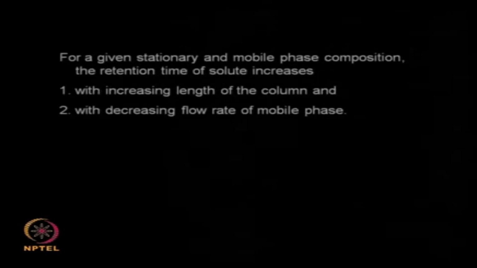For a given stationary phase and mobile phase, the retention time of the solute increases with the increasing length of the column, it is obvious. So if I have a longer column, it takes much longer time for the sample to come out. The retention time of the solute also increases with decreasing flow rate of the mobile phase. So if the flow rate of the mobile phase is low, obviously it takes much longer time for the solute to come out. So both these statements are very true and obvious.